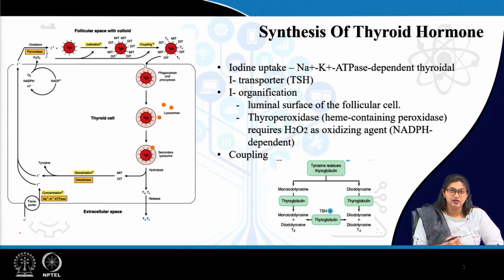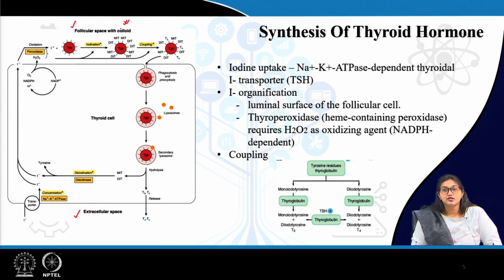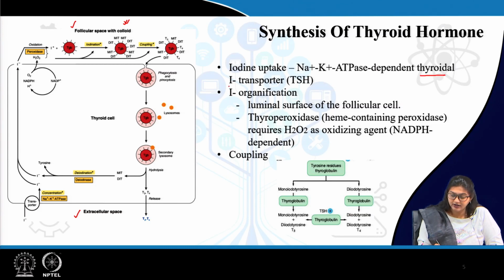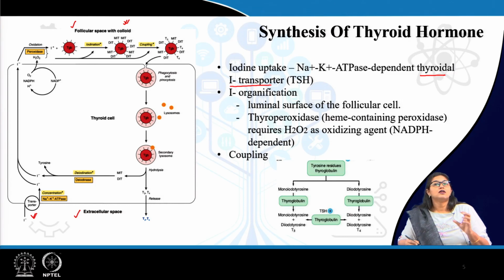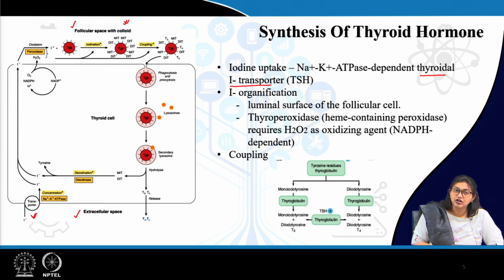Now, if we see a cell here, this is our extracellular space and this is the follicular space facing the lumen, where colloid is there. Iodine is taken up from the extracellular space by one transporter, a sodium-potassium ATPase dependent transporter, the thyroidal iodine transporter. Here you can see the transporter. This transporter has the unique property of concentrating iodine from the extracellular space within the thyroid cell against the concentration gradient. So, basically this transporter causes iodine uptake from the extracellular space.